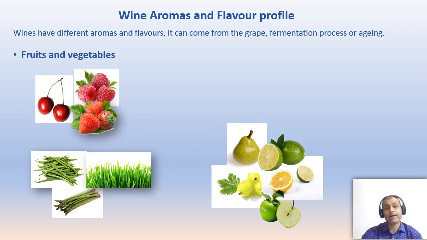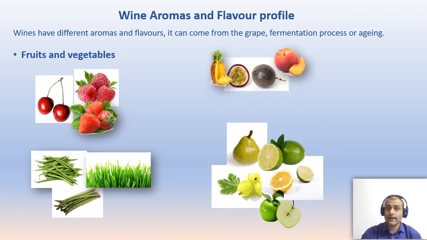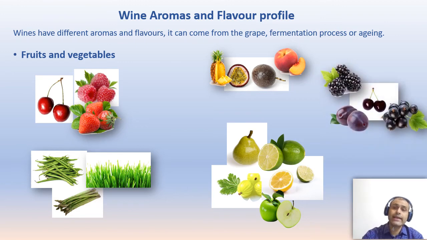or if you're talking about red wines, some of them can have aroma and flavor profile of cherries or strawberries or raspberries or cranberries. Or certain white wines, not all of them, can have tropical fruits like passion fruit or peach or pineapples. For the big, bold red wines, you can have a flavor profile like blackberries or black plums or black cherries or blueberries.